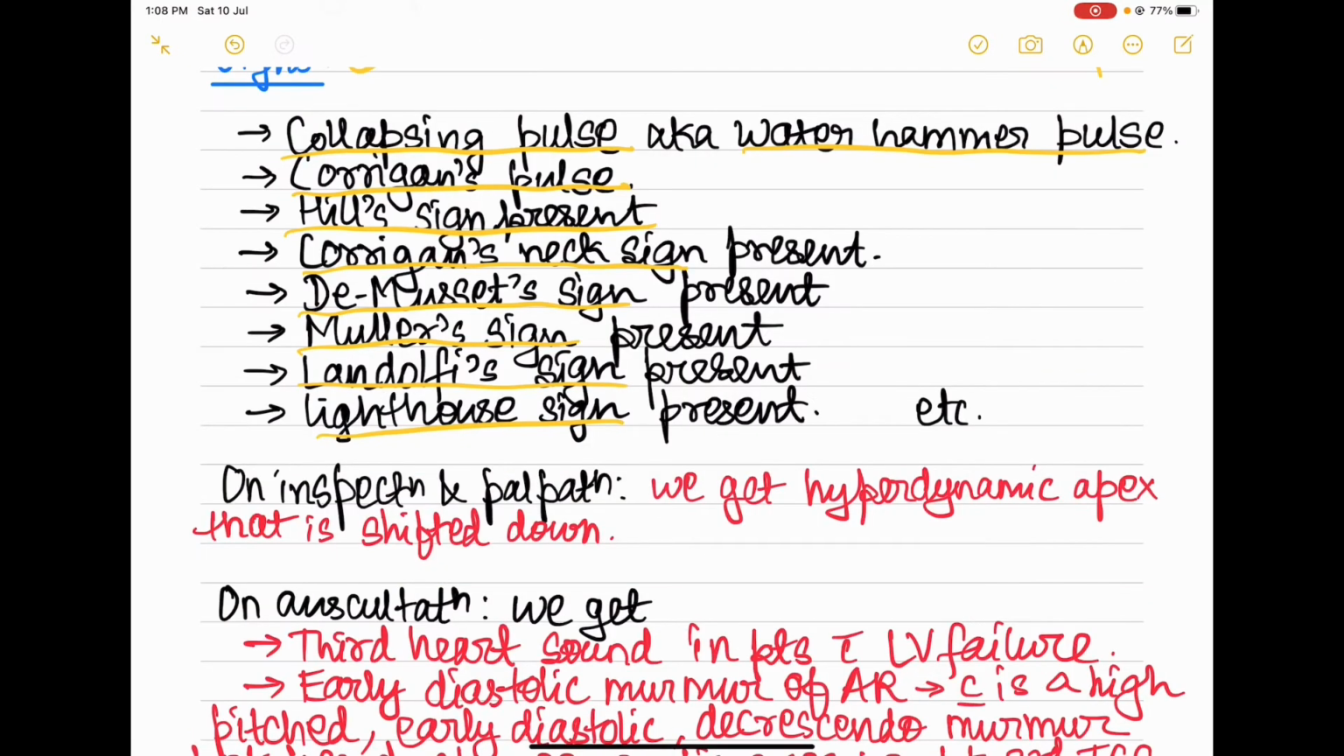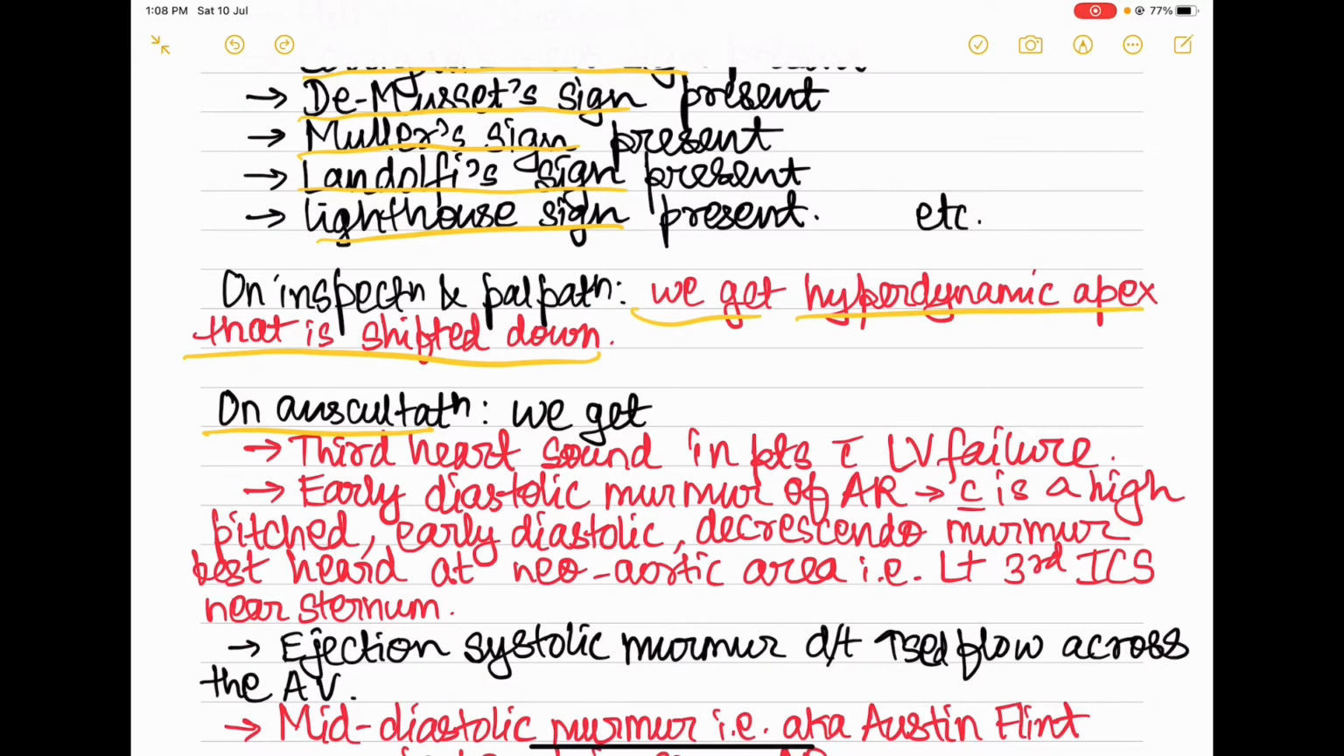Coming to the inspection and palpation findings in aortic regurgitation, we get a hyperdynamic apex which is shifted down. On auscultation, we get a third heart sound in patients with left ventricular failure, and the characteristic murmur of aortic regurgitation, which is an early diastolic murmur.